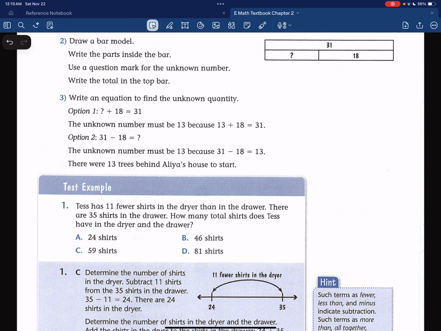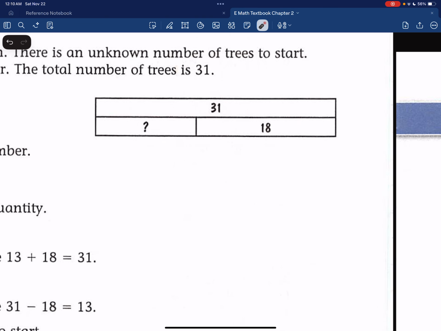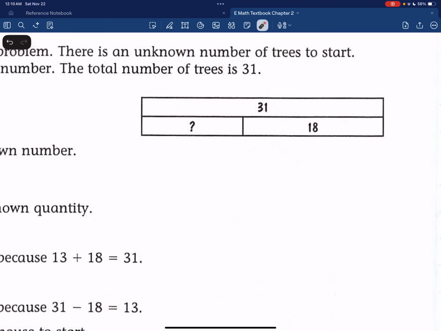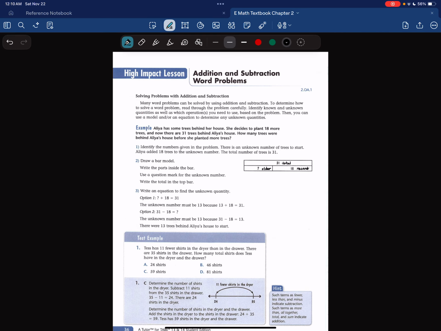Now, there are lots of ways you can do this. As long as you get 13, you're fine. They did it with a bar model, and that works perfectly well. Here's their total. These were the recent plants. So these are the ones that were already there. That will absolutely work.